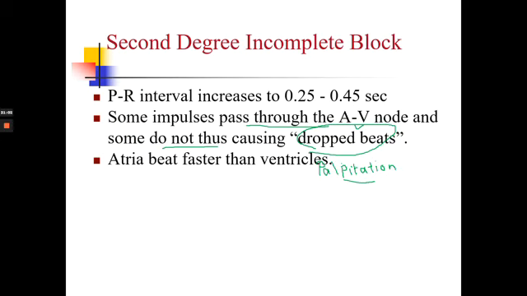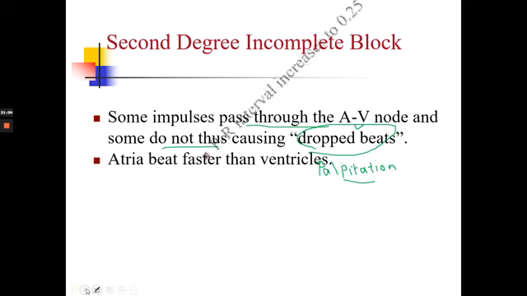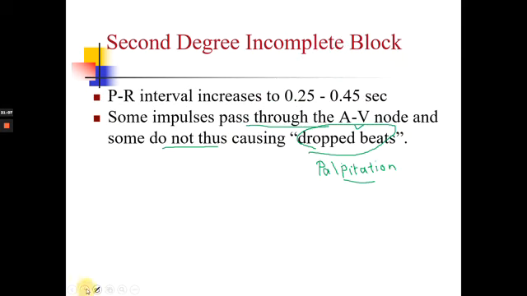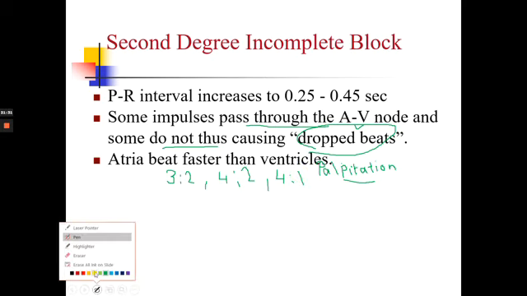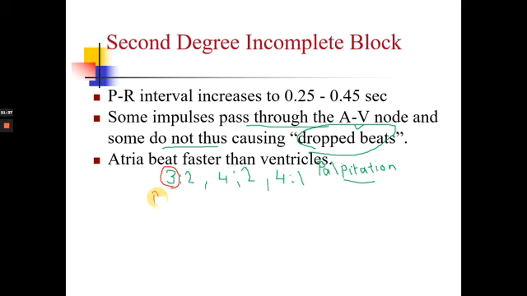Atrial beat faster than ventricular beat, and there is regularity. That atrial beat, sometimes it is 3, we call it 3 to 2, say. Second degree heart blocks could be 4 to 2, 4 to 1, whatever. And I'm just giving examples. The first number here is for the P's, number of P's. The second number here is number of QRS, ventricles.